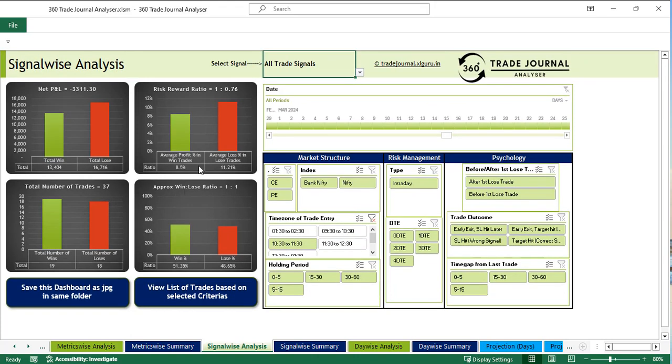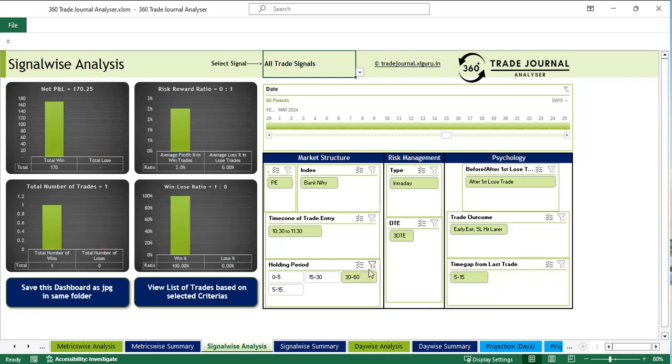So you can analyze by time zone as well how you are doing, and the holding periods, right? Like if you are holding for just 0 to 5 minutes, is it profitable, like more win ratio, or if you are holding for more, right? So you can have that kind of analysis here. Like if you hold for longer, it is higher. So it's different for everyone, right? Or based on trade signal as well. So you can analyze from every angle here.